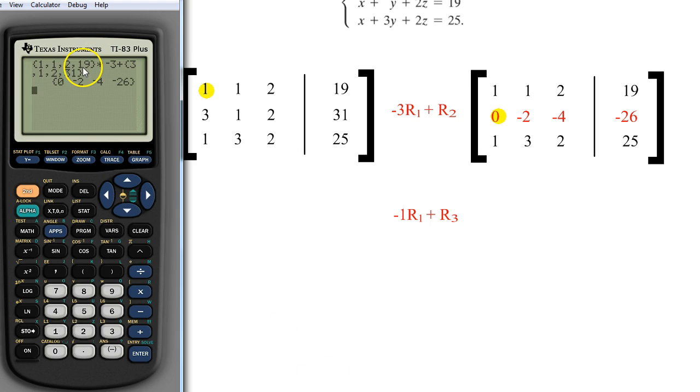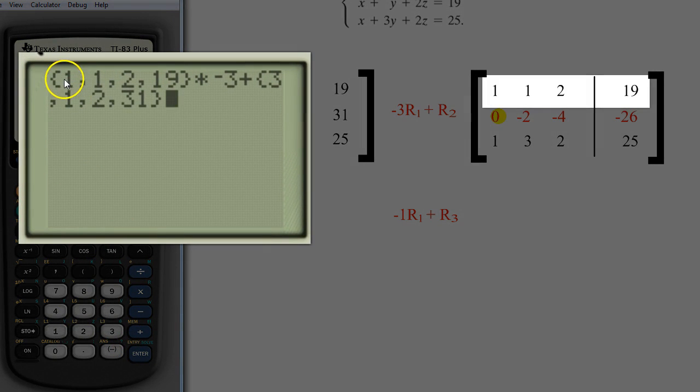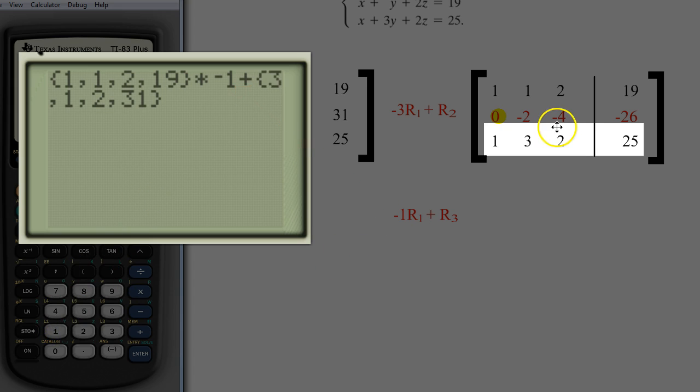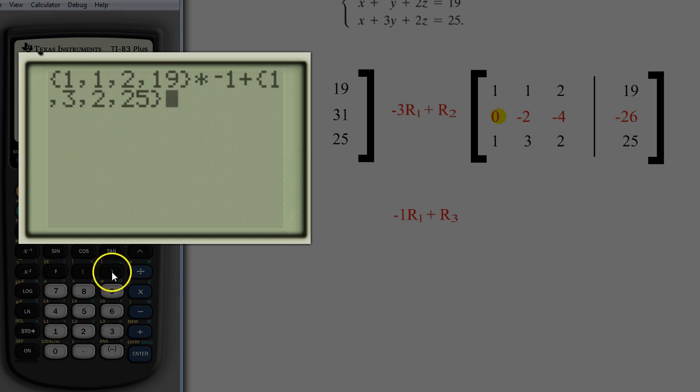So this was the last thing I did. Notice this is still row 1. So I'm going to hit second enter. There's row 1: 1, 1, 2, 19. Okay, that's still what I'm working on. I'm going to go back up here, change that to a -1 times that row, and then change this to the bottom row, 1, 3, 2, 25. So -1 times the first row plus the third row.